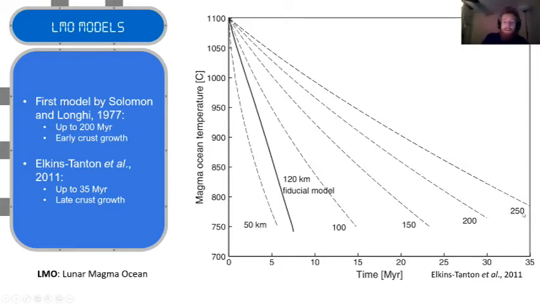In this model, they accounted for the growth of the crust until I think something like 40 kilometers, which is in good agreement with what we think. And you can see that they came up with a maximum estimate of 35 million years, which is significantly shorter than what was predicted by Solomon and Longhi. However, there are a few caveats in this model.